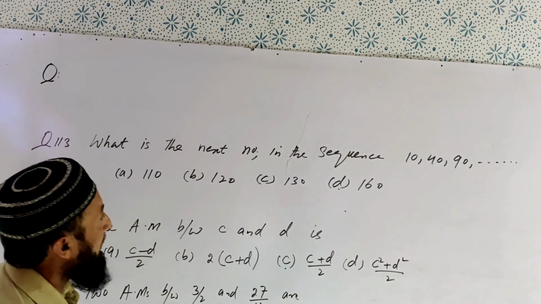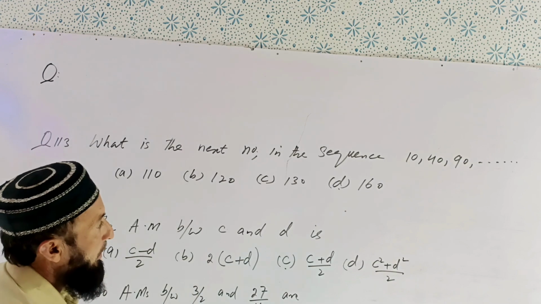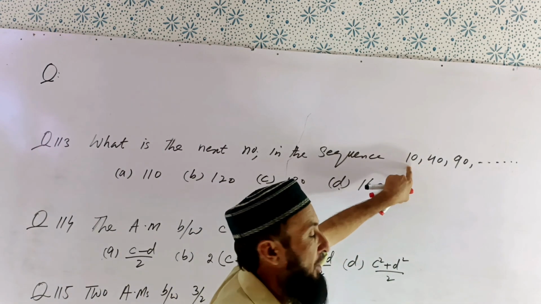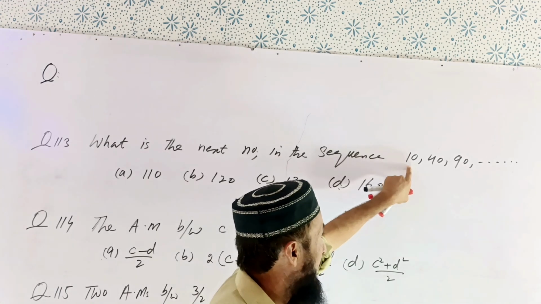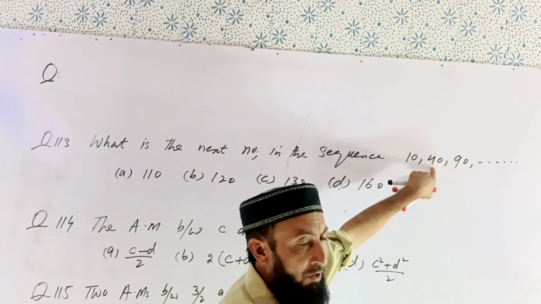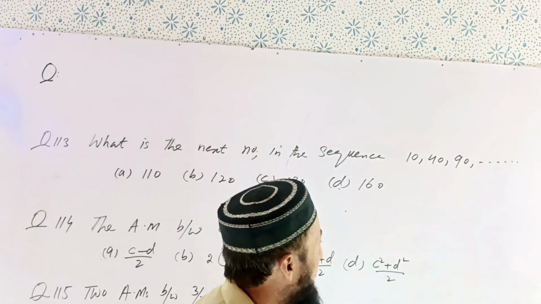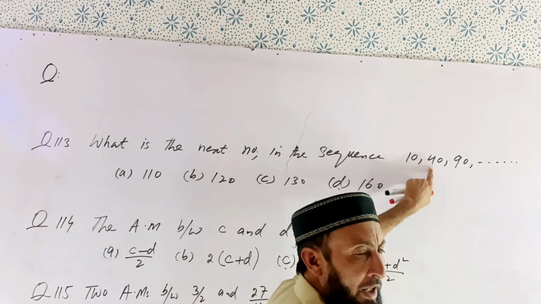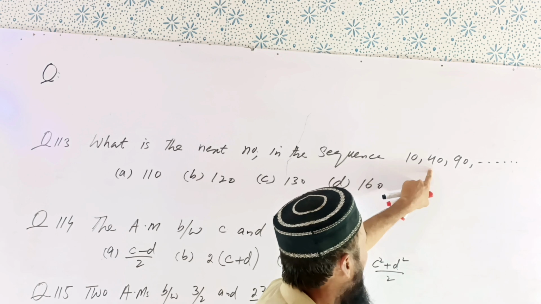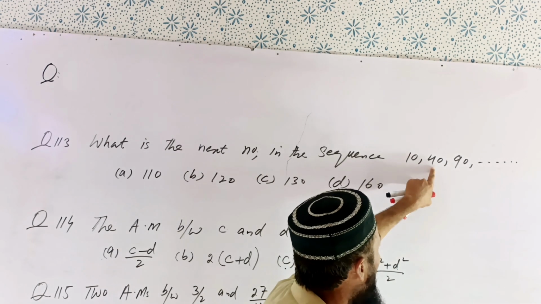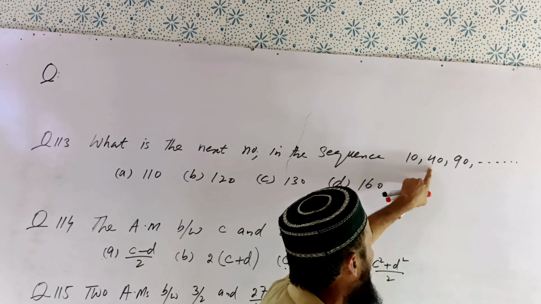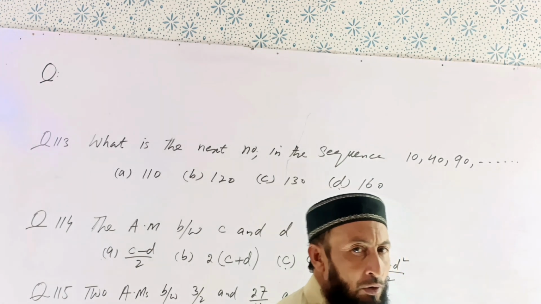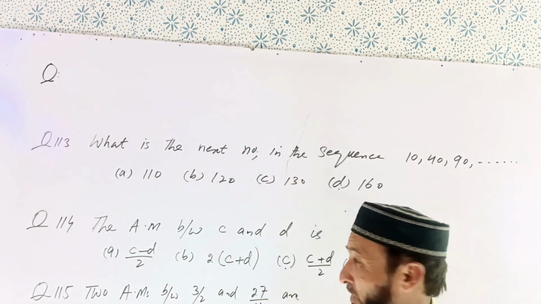Next number in the sequence. Look here, if we find the common difference, 40 minus 30 is 10, and 90 minus 40 is 50. So the common difference is not the same, so that is not an arithmetic progression. Similarly, to check for a geometric series, it means second value divided by first value, we get 4, and for the third value we get 9 divided by 4. It is also not a geometric series, it does not exist.